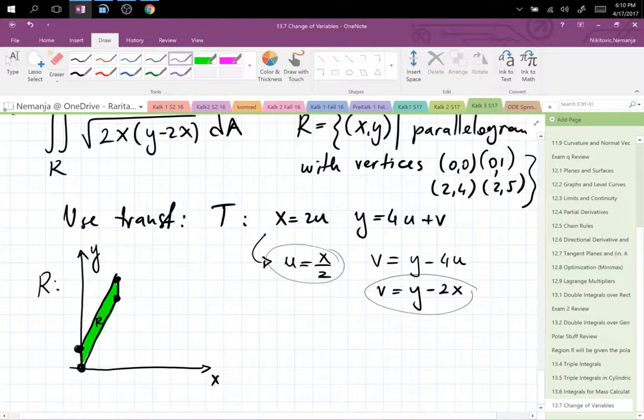So if I have 0, 0 as the input, as x and y, then what is my output as uv? Well, stick 0 here, you get 0, and stick 0 here, you get 0. So 0, 0 goes into 0, 0. Awesome.